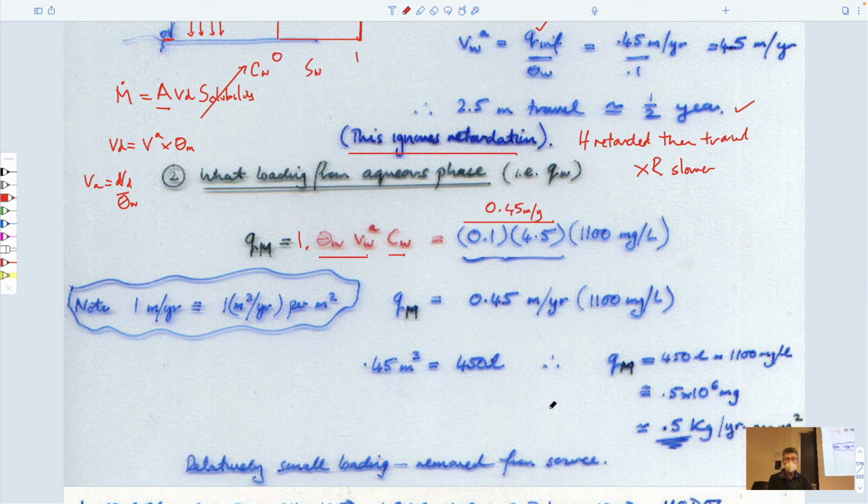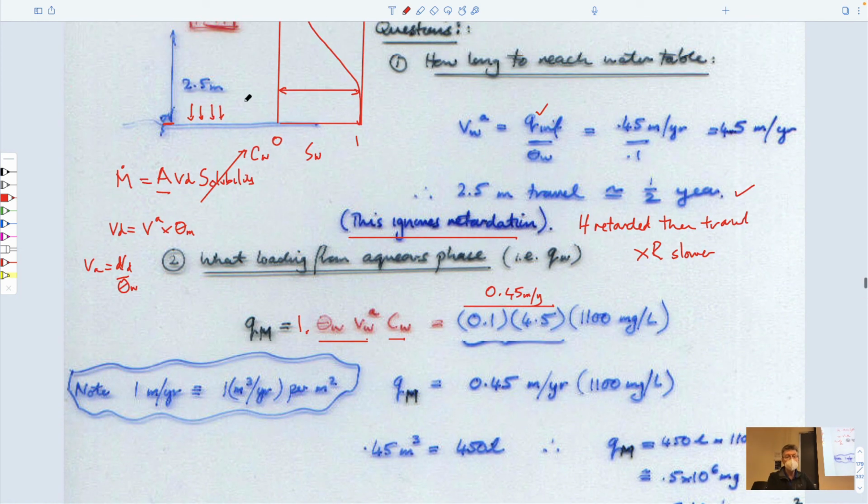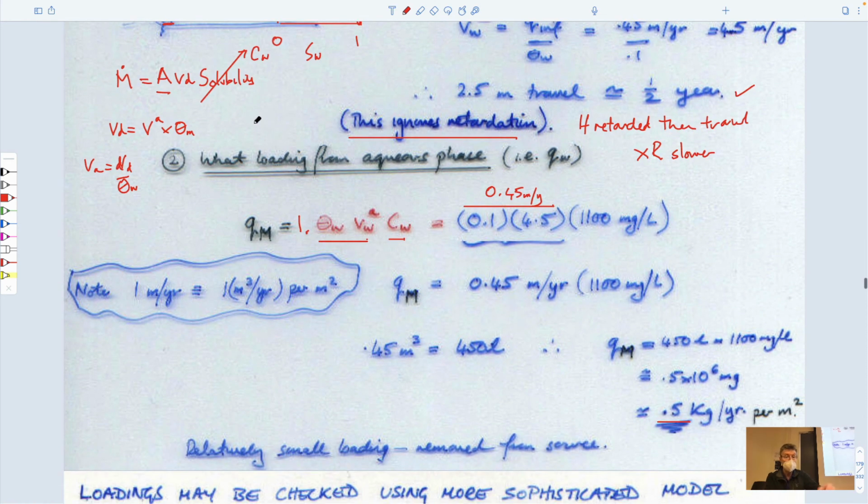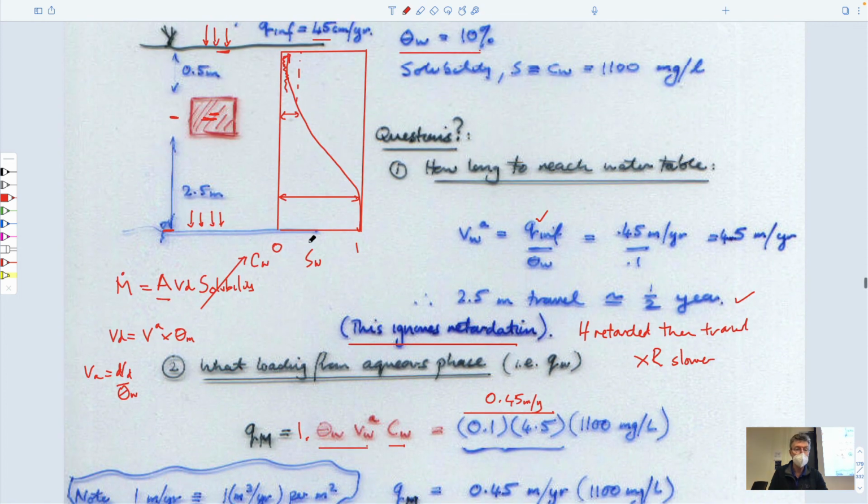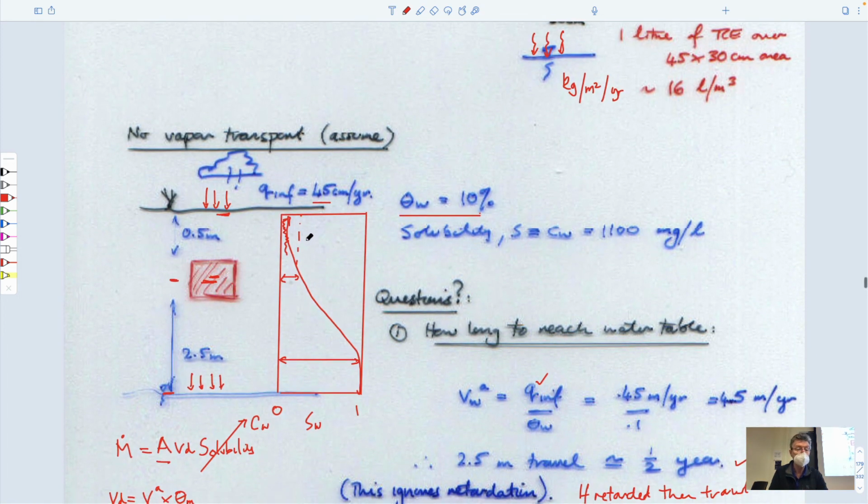450, half a kilogram per year in this particular system. So the amount that's being delivered to this surface is half a kilogram per year, that order. So I don't know whether that's big or small, but it's a magnitude you can calculate for sure.